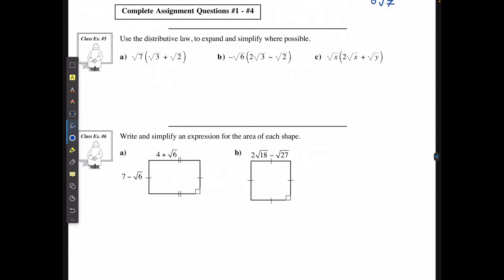If I'm using the distributive law to expand and simplify these, then I'm just going to multiply the coefficient into both terms. 7 and 3 is going to give me root 21, and 7 and 2 is going to give me root 14, and neither of these can be simplified.